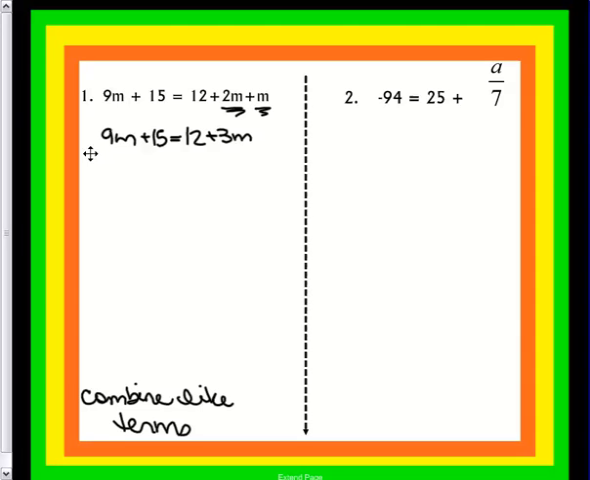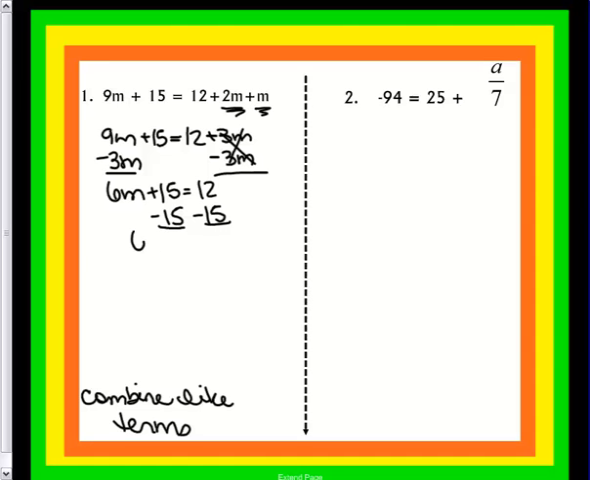So now I am in a position where I can manipulate the equation and make several equivalent equations. That way we can keep them balanced and solve for m. So this is where we're isolating the variable. I'm going to get rid of 3m on that side because I don't like working with negatives and I'd rather this one be positive over here. And I'm left with 6m plus 15 equaling 12. I'm going to get rid of the 15 over here. Oh, I have to work with negatives anyway. Oh well. So 6m equals a negative 3.